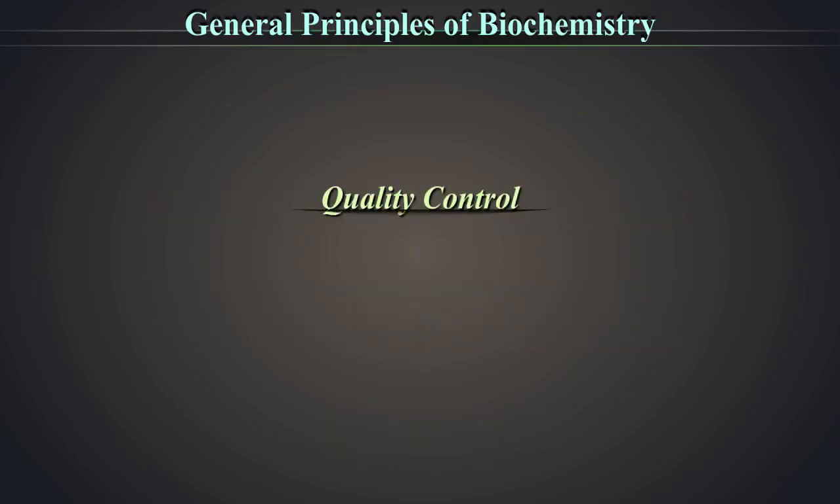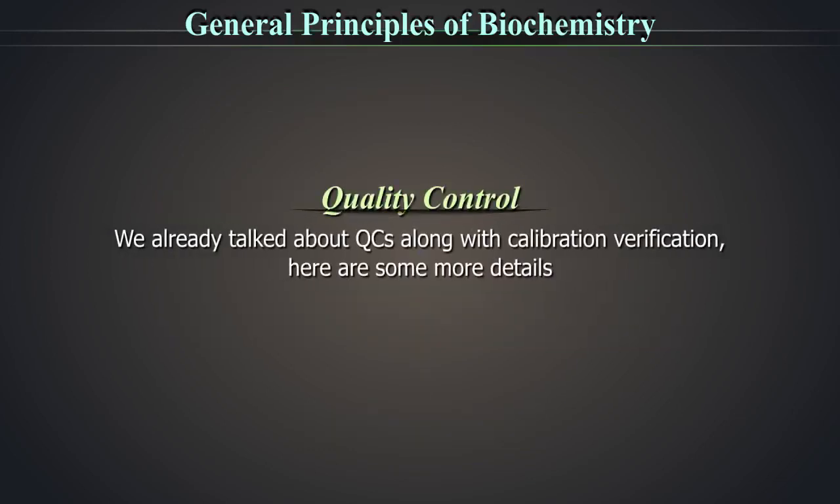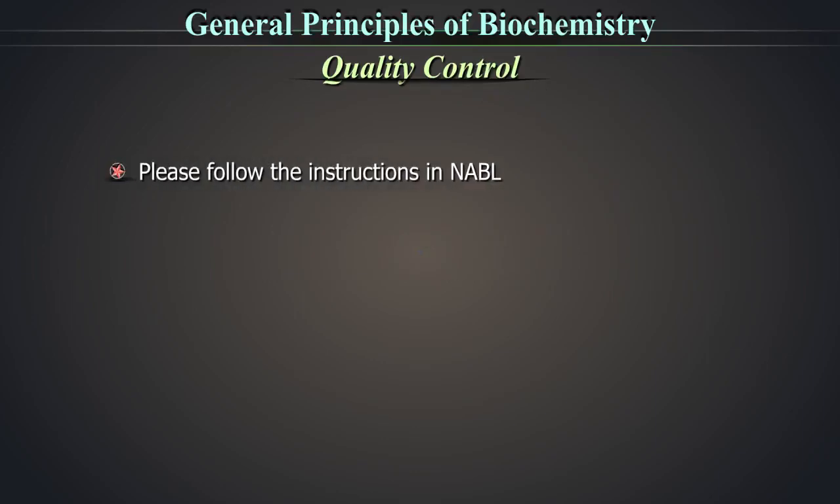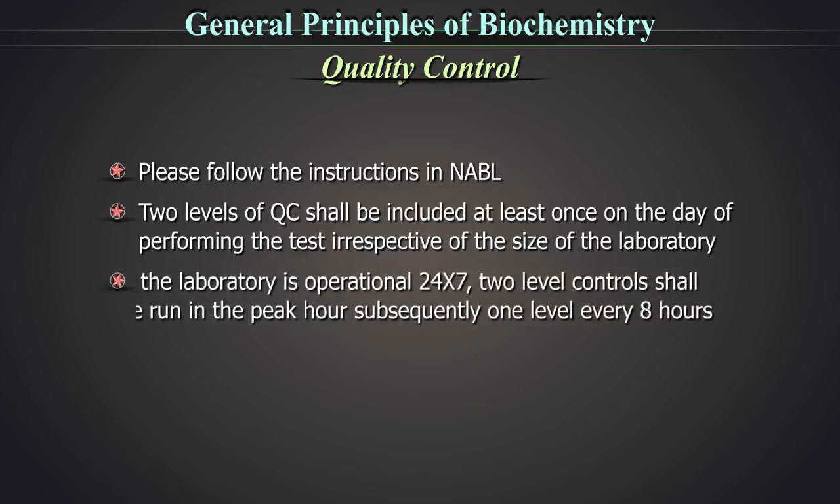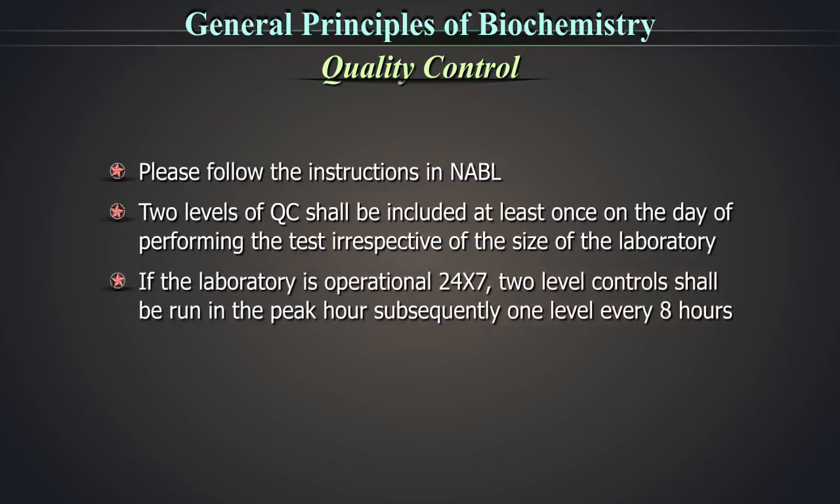Quality control. We already talked about QCs along with calibration verification. Here are some more details. Please follow the instructions in NABL. 2 levels of QC shall be included at least once on the day of performing the test, irrespective of the size of the laboratory. If the laboratory is operational 24/7, 2-level controls shall be run in the peak hour, subsequently 1 level every 8 hours.